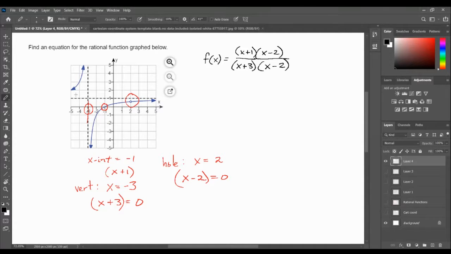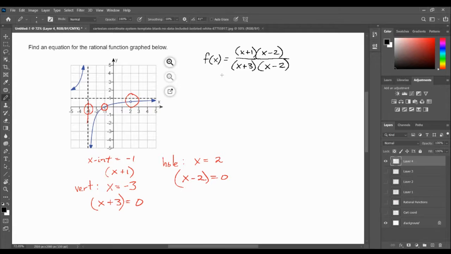And now the horizontal asymptote is at y equals 1. We get a horizontal asymptote when the degree of the numerator and the degree of the denominator is the same, which we've already got. We've got x squared top and bottom. And the leading coefficients, the ratio, gives us this value, which is 1, so they have to be the same, so we'll leave it the way it is.